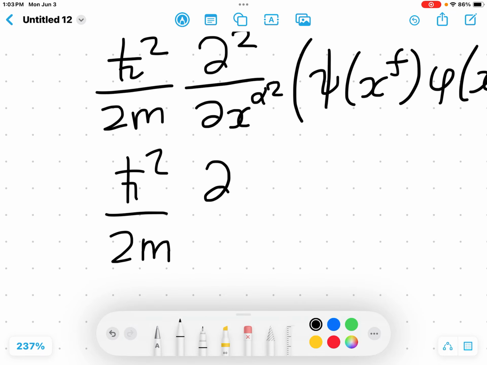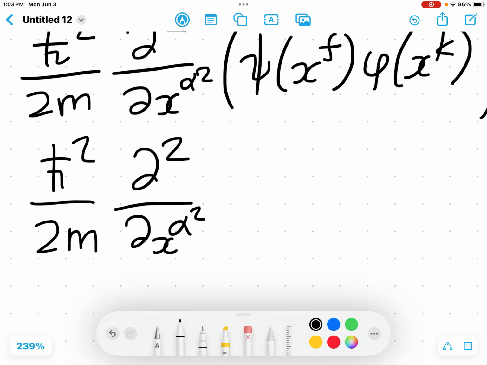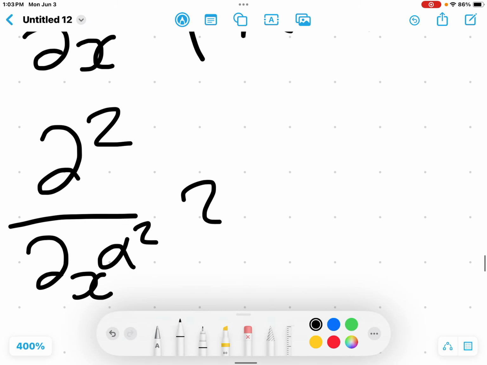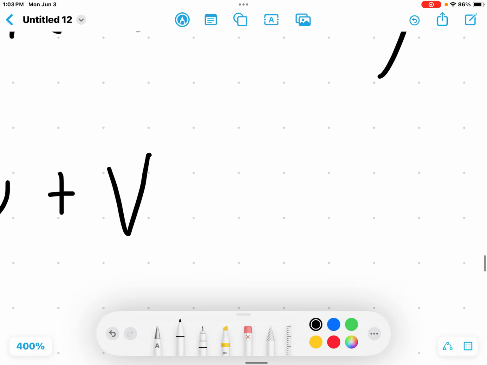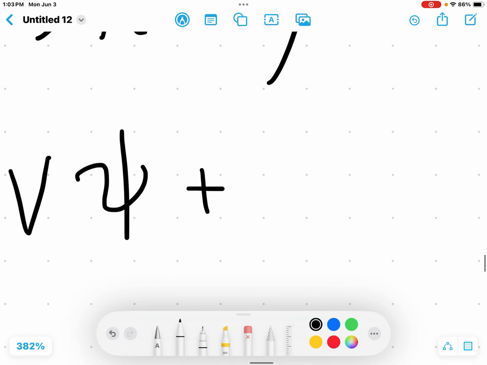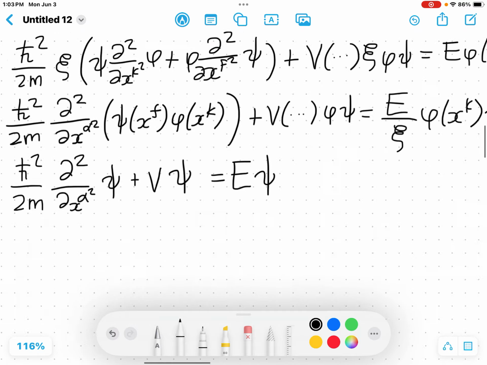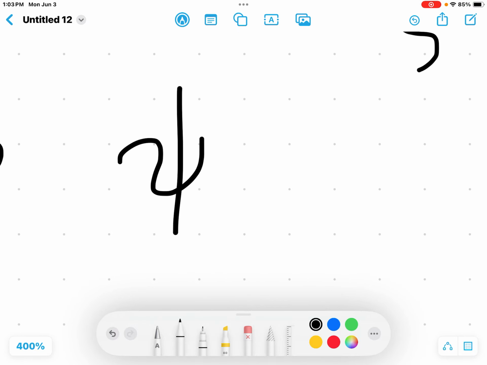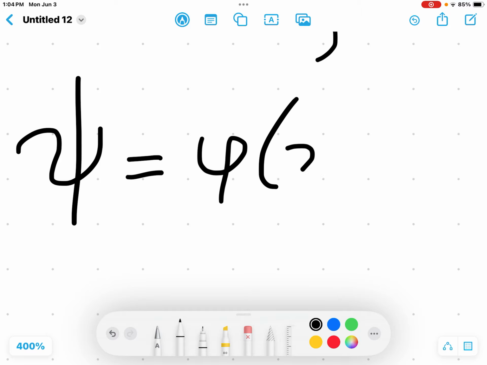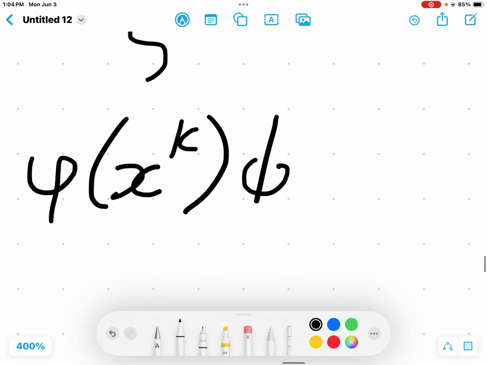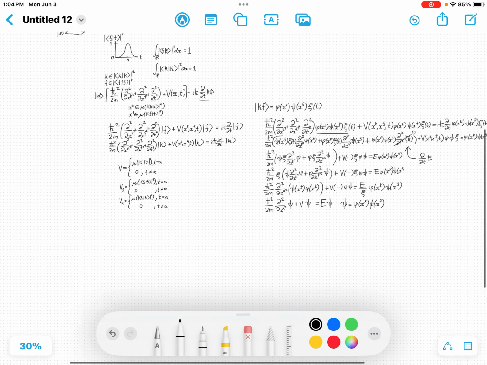So d squared over dx alpha squared of my new wave function, so psi, small psi, plus the potential times psi is equal to the energy times psi. And so I'm saying that psi is that combination, or that partial combination of my phi of xk and psi of xf. What we essentially did was derive the time independent Schrodinger equation from this situation over here.